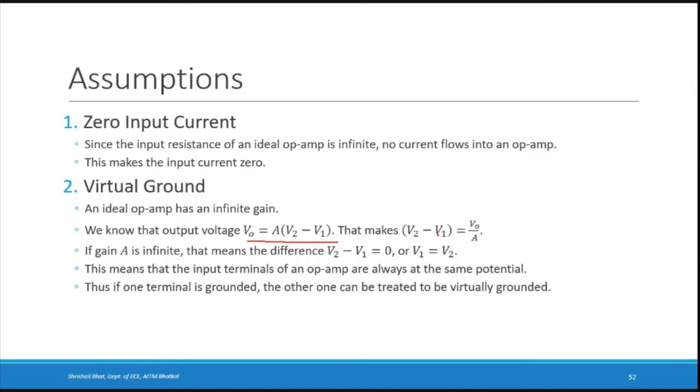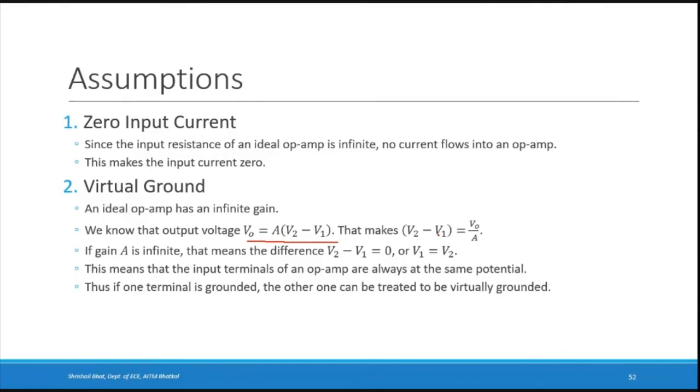So this means that the input terminals of an op-amp are always at the same potential. This is another very important assumption. That means if one of the terminals is grounded, the other one also will be treated as grounded. Since it will not be grounded physically, we will consider that as virtual ground. If one terminal is at 0 volts, the other terminal also should have 0 volts, but since it is not connected physically to 0 volts, we treat that as a virtual ground.